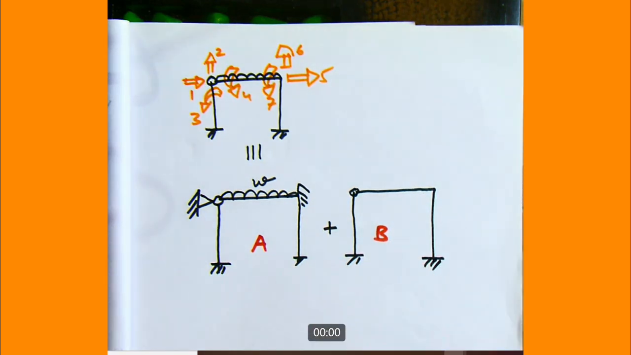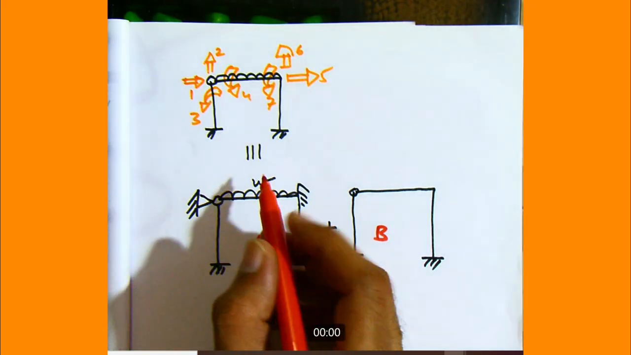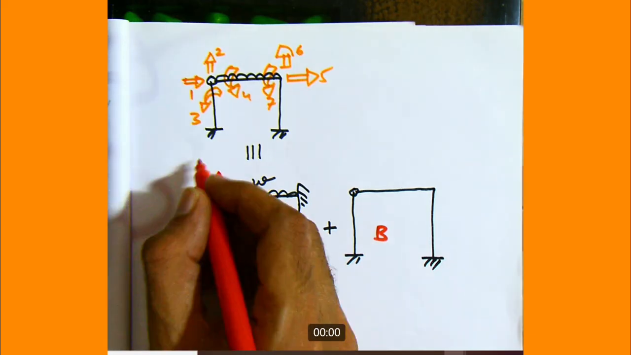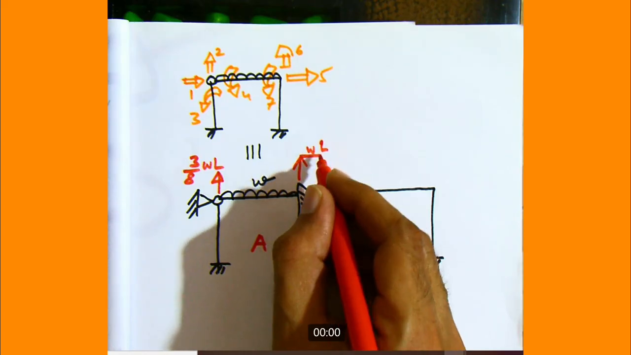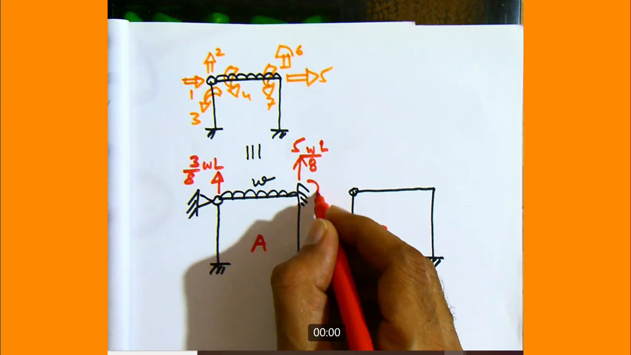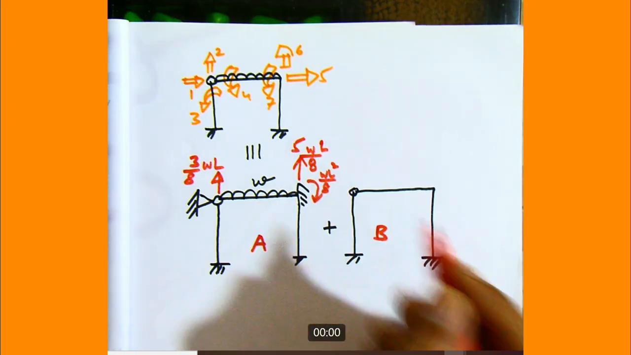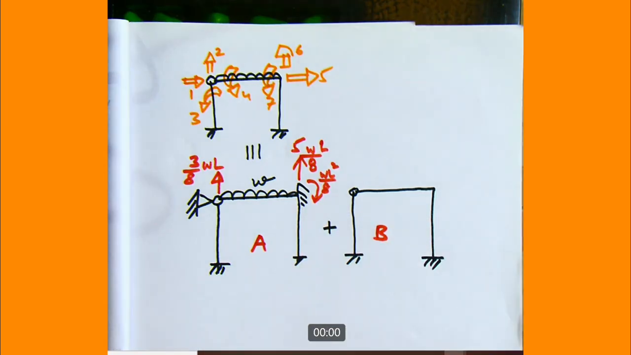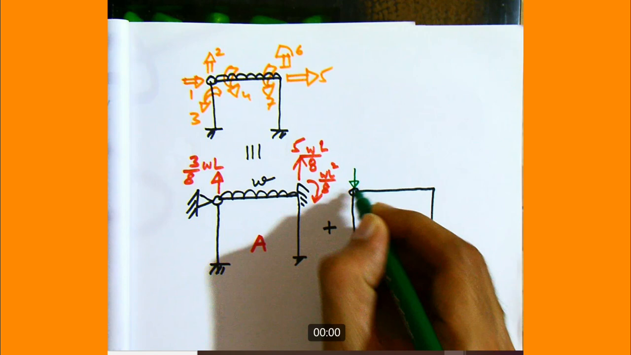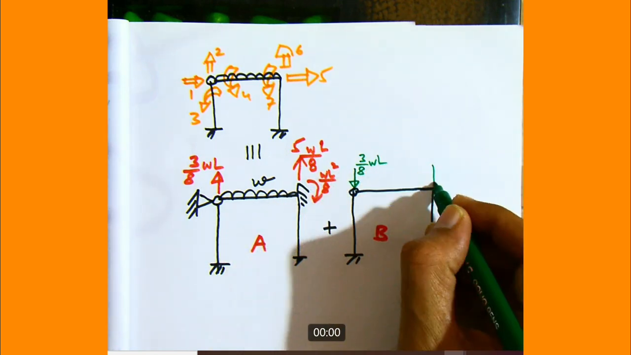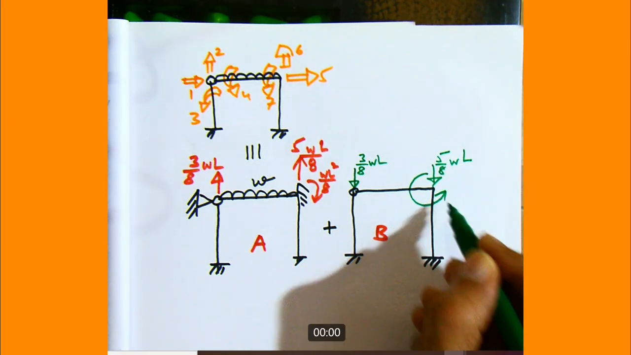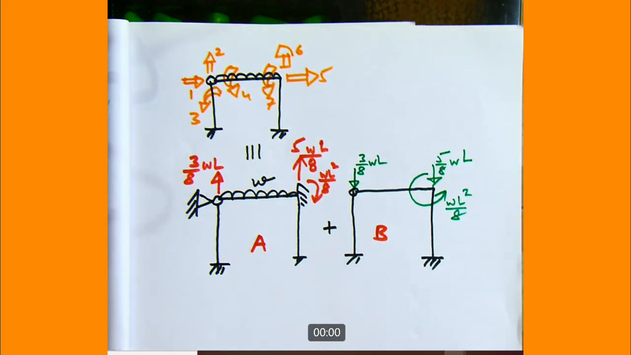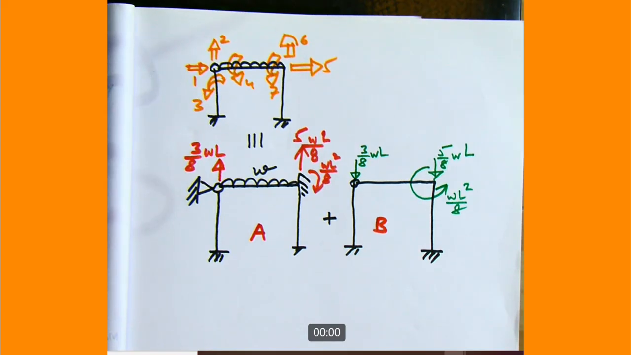So all we have to do now is that the fixed ended forces will be different. What will this be? This will be 3 by 8 WL. This will be 5 by 8 WL. And this will be WL square by 8. So they are different. So on this structure, equal and opposite will act. So here we have 3 by 8 WL, here 5 by 8 WL, and here we have WL square by 8. So in this particular case, the force vector will be different.